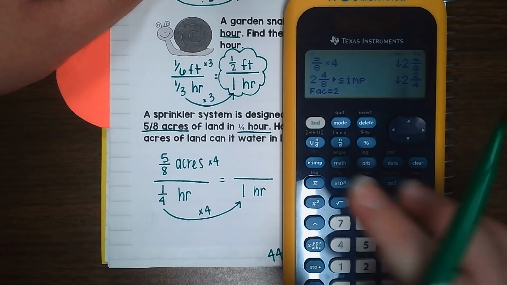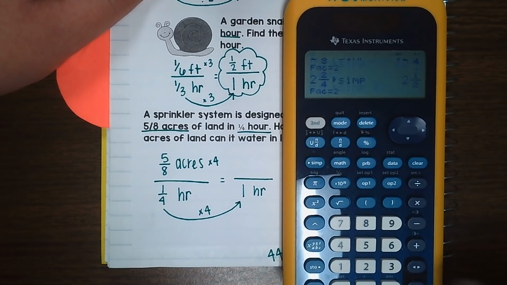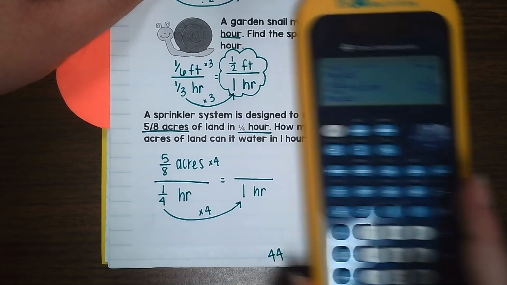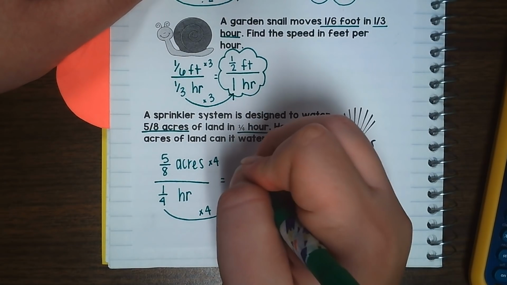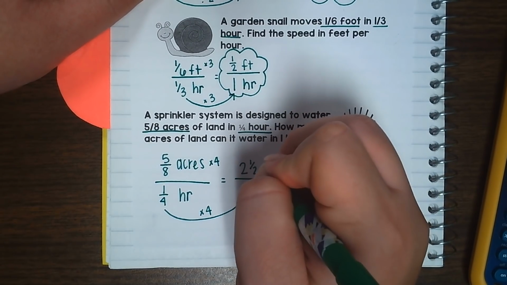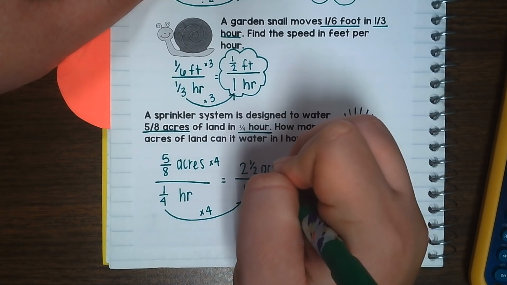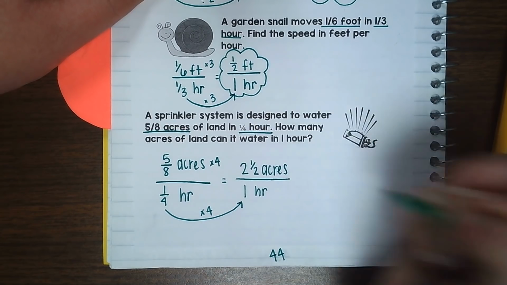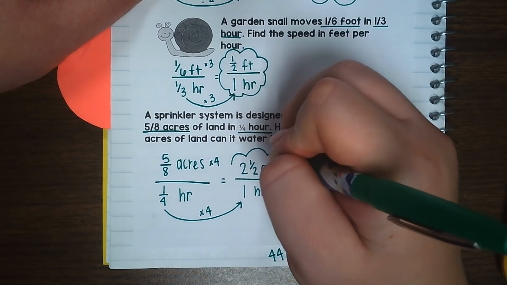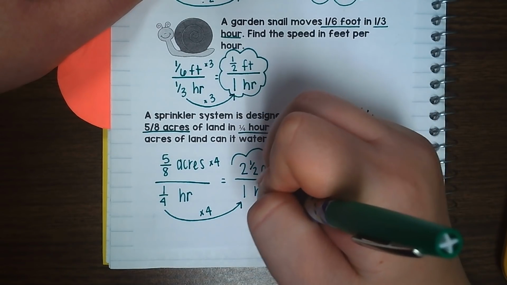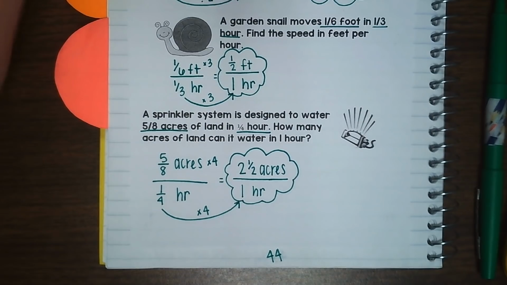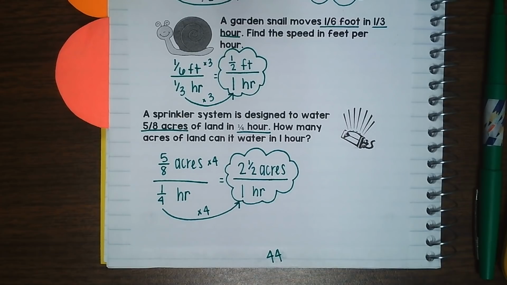We've still got the down arrow, so we're going to hit simplify again. And that tells me 2 1/2. So 2 1/2 acres per hour. And that's it.